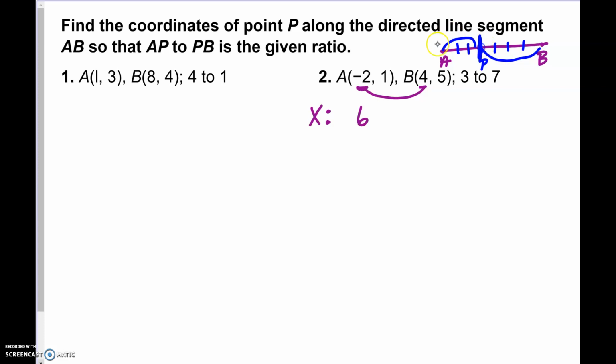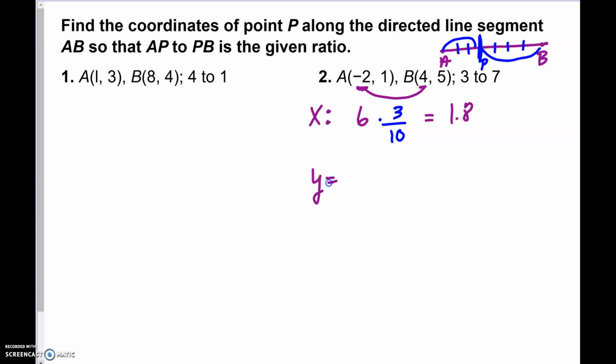So P is going to be somewhere between A and B. So I only want to go part of that. I want to go 3/10. So the whole thing is divided up into 10 spaces, 3 on one side, 7 on the other side of P. All right, so when I do 6 times 3/10, I get 1.8.